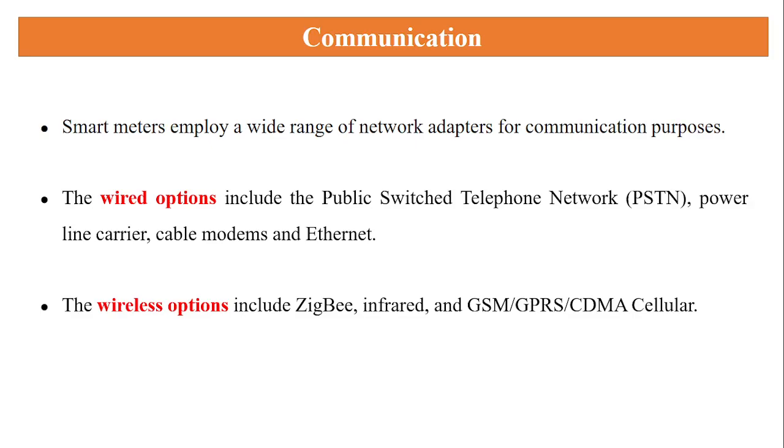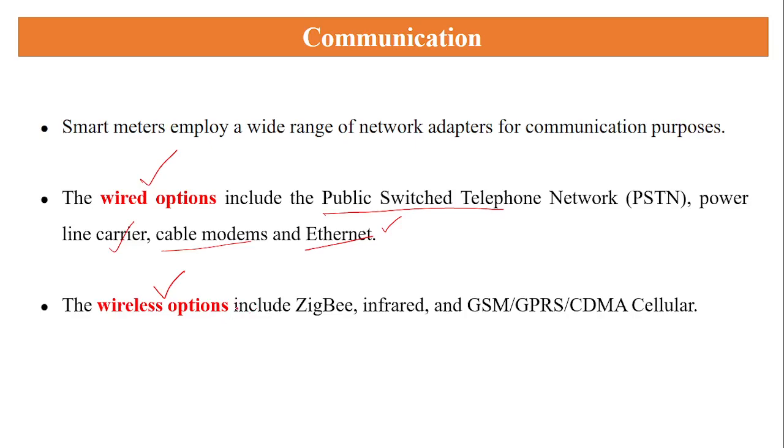Here we are talking about the communication, how it is communicated. One is the wired option, another is the wireless option. Wired option means we are using internet cable. The public switched telephone network, PSTN. Another is the power line carrier, which is available in the transmission line. Another is the cable modem and Ethernet. You know the Ethernet connections we use.